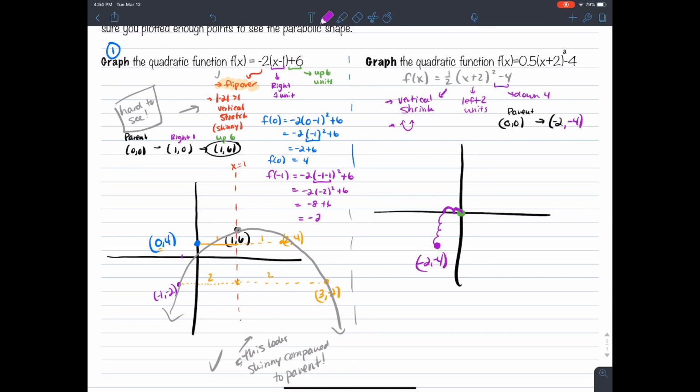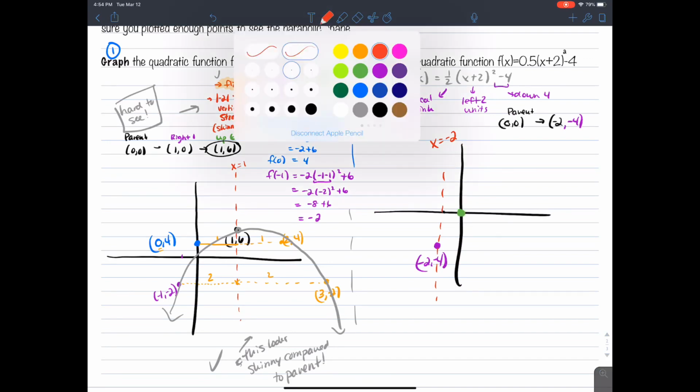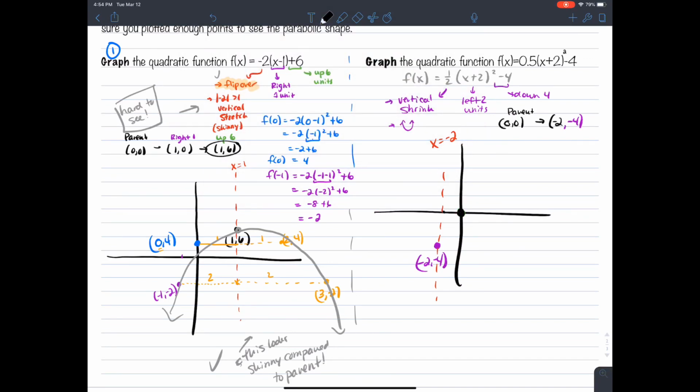So we plot the vertex first. Or if you really wanted to, you could do the axis of symmetry first. It doesn't matter between steps 1 and 2. We know the axis of symmetry is at x equals -2. I'm going to erase my parent vertex. I'm just going to fill that back in on black so we don't confuse it for a point on our graph. Now we just need to find 2 other points on our graph.